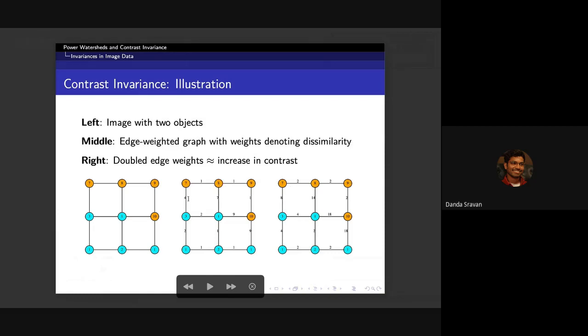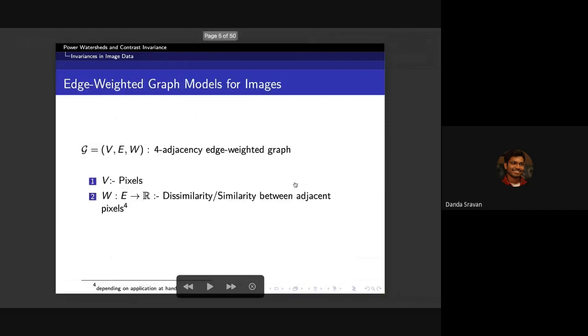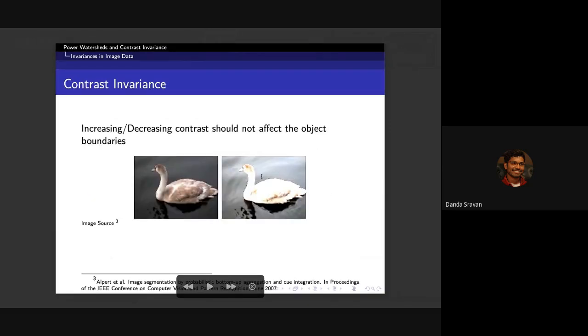So if I take an increasing function with the derivative greater than 1, as you see here, all the weights are doubled on the rightmost graph with respect to the middle graph. This means that, in some sense, I am enhancing the difference, and the object boundaries are highlighted here. I can clearly see the differences in the boundaries and so on. Similarly, I can do a contrast decrease as well.